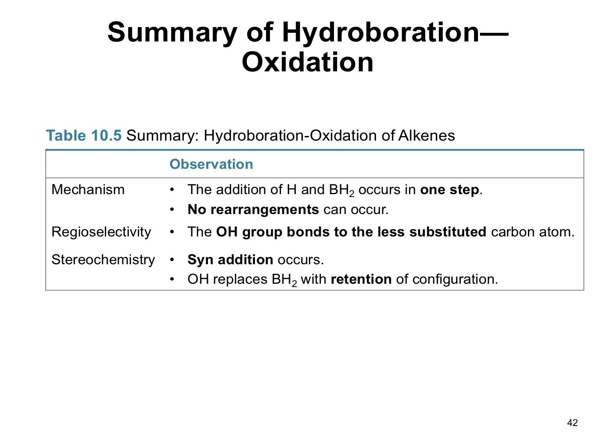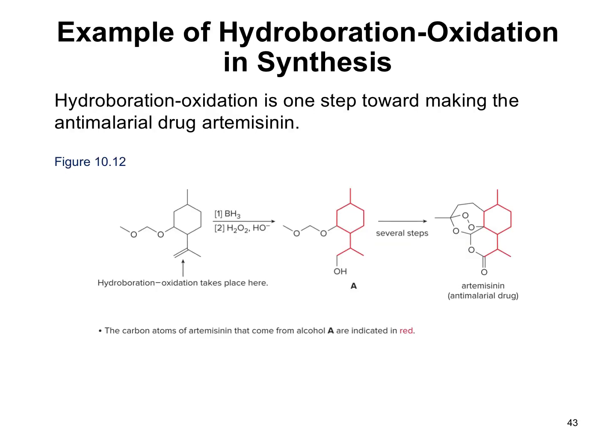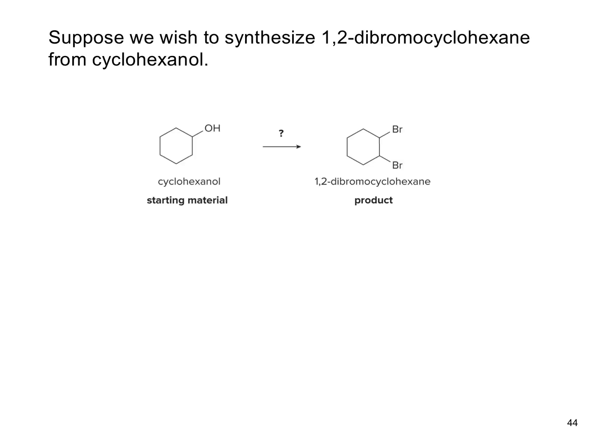Now, this is used in synthesis, and so here is an example. Hydroboration oxidation is one step used in making the anti-malarial drug shown here. So we do find that this is used in synthetic techniques to form different medicines. Now, I want to talk for a second about synthesis. Suppose that we wanted to synthesize 1,2-dibromocyclohexane, and when we go into the stockroom, all we can find is cyclohexanol, and we need to make this. So how do we go about doing it?